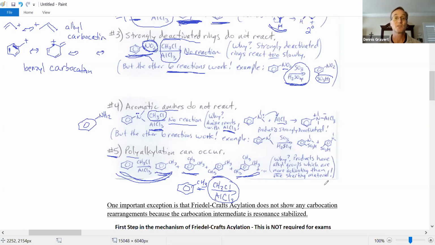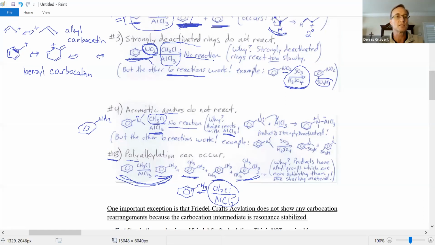It's very useful to put carbon on a ring. So you just have to commit these 5 to memory. And for the most part, you can just ignore number 5. In the lab, what you do to minimize the problem from number 5 is you use an excess of benzene or excess of your starting material, and you stop the reaction early.